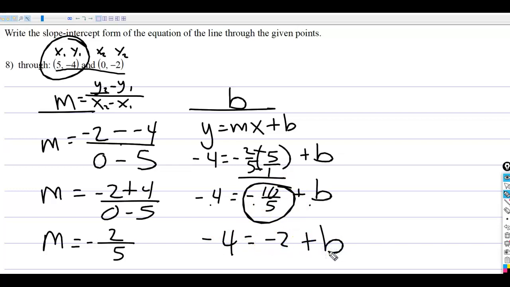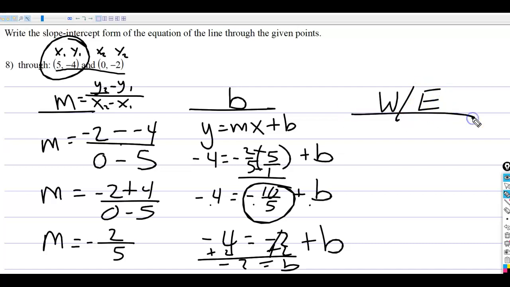So from here, to solve for b, I just need to add 2 to both sides. And we end up with -2 equals b. And so to write our equation, we're going to write y equals m, which we got -2/5 for, x plus b, it's a -2, so I'm just going to put -2.